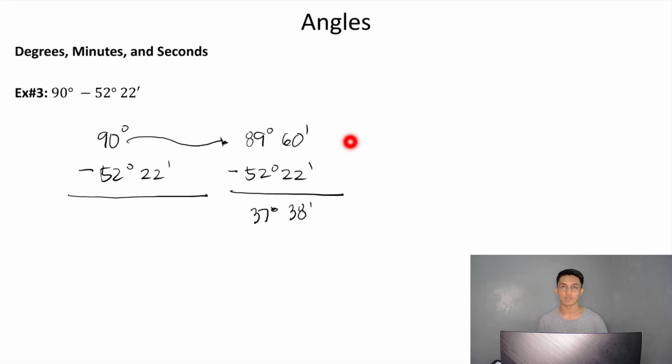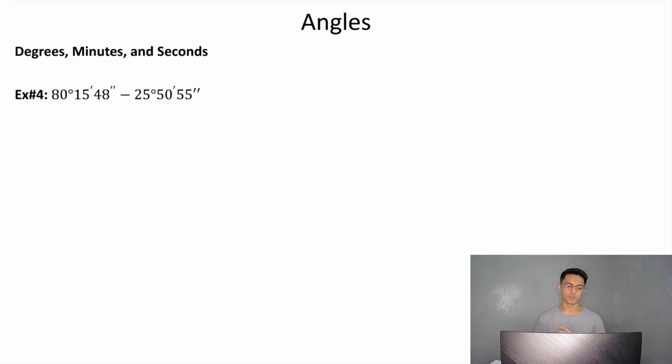Ganun po ang subtraction. Magbaborrow ka lang din dun sa original na measurement natin, dun sa degree measurement natin. Ganun din kapag nasa second na tayo. Magbaborrow ka from the minute and i-convert mo into seconds. So, the final answer natin for example number 3, we have 37 degrees and 38 minutes. Next, we have example number 4.